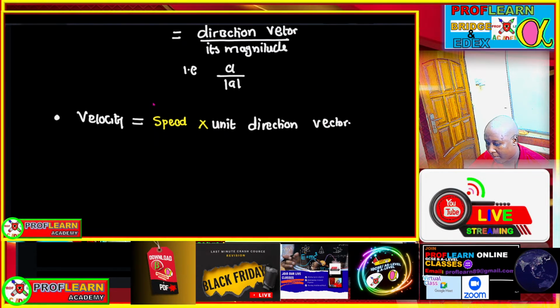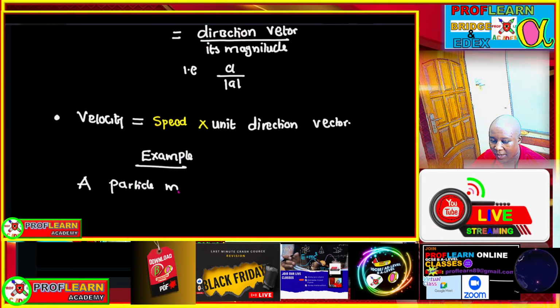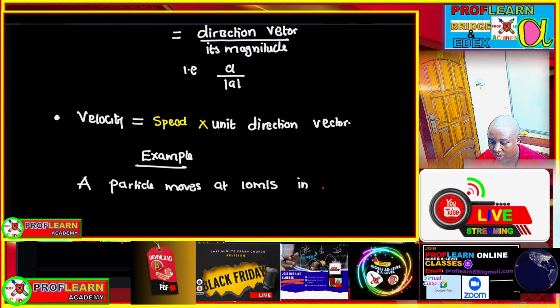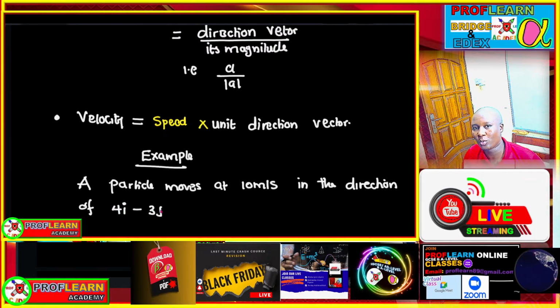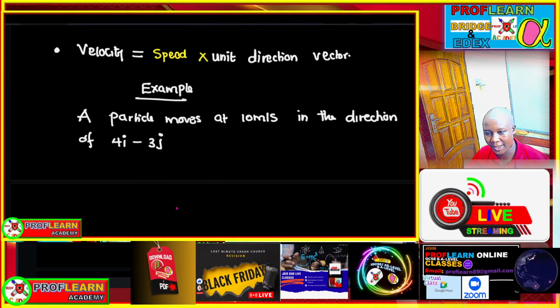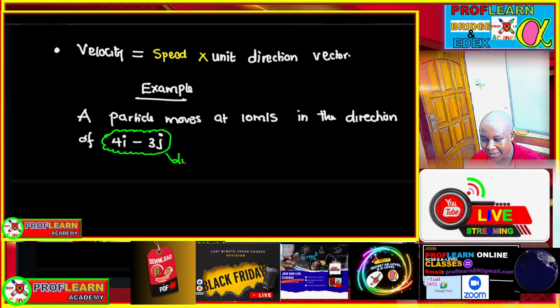The next thing that we are going to do now is to work out an example that can make us understand how we can go about such kinds of questions. Here we are given a particle, and this particle is moving at 10 meters per second in the direction of. You can be told it's moving parallel to, or you can be told it's moving in the direction of. Once you have that particular direction, then you can use this as the direction.